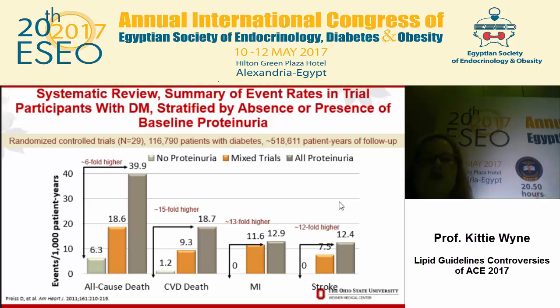What's so important about proteinuria? So this is a systematic review combining 29 trials, over 100,000 patients with diabetes, over 500,000 years of patient follow-up. And looking from left to right, you see all-cause death, cardiovascular death, MI, and stroke. And all of these categories are increased when you compare the person in the light gray with no proteinuria to the person in the dark gray who had any kind of proteinuria. So the presence of proteinuria of any type is increasing your risk for any of these events.